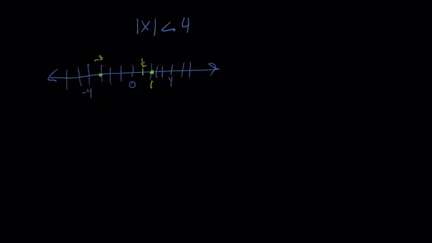I could even plug in 15/4, that's really close to 4, or -15/4, as long as I don't substitute in 4. 4 is not included in this solution set. So my solution would be all the numbers between -4 and 4. Here it is highlighted in green. So this is basically saying I want where -4 is less than x and x is less than 4.